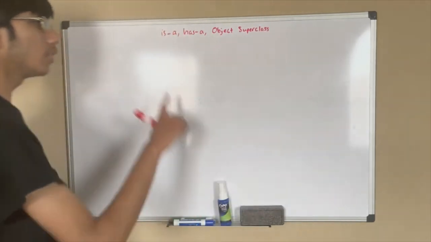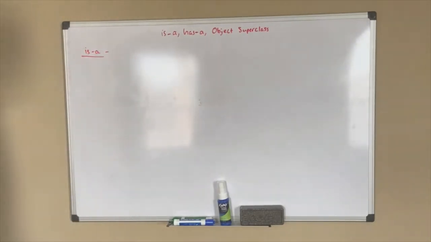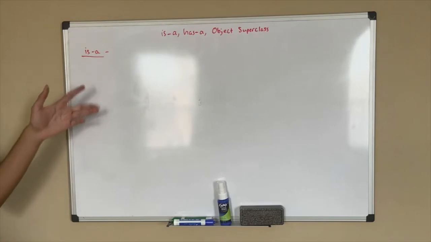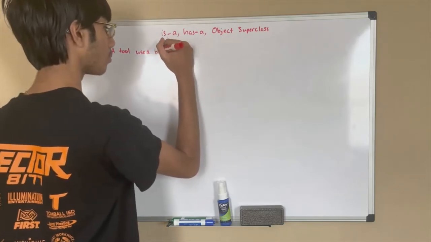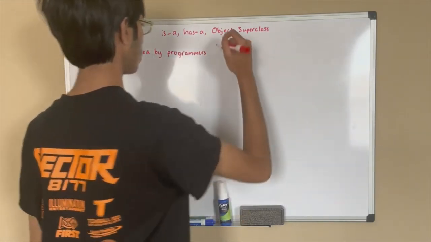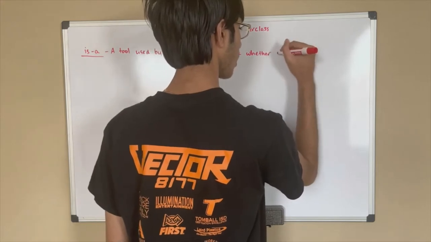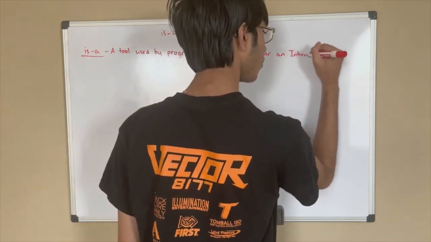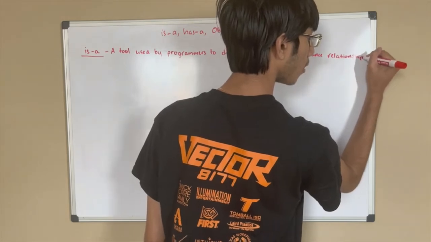So the first thing I want to talk about, in the respective order, is is-a. Is-a is basically a tool used by programmers to decide whether an inheritance relationship should happen. I'm going to put that on the board, in case y'all like to take notes or like to see things visually. So is-a is a tool used by programmers to decide whether an inheritance relationship should occur.